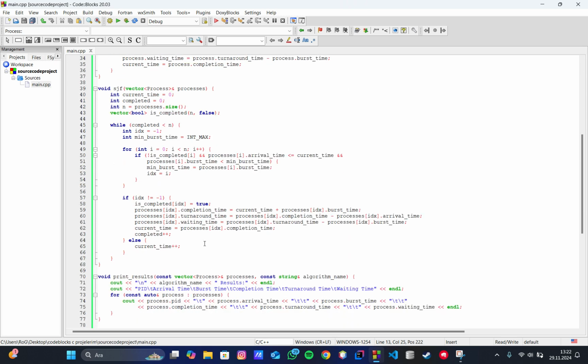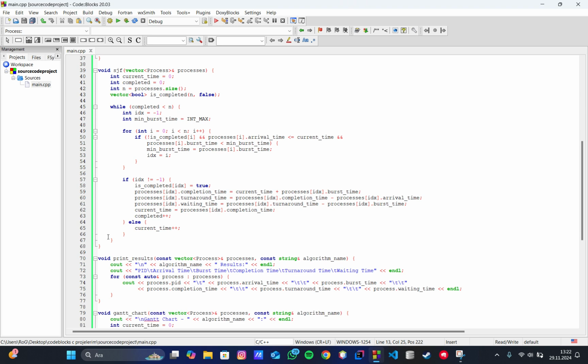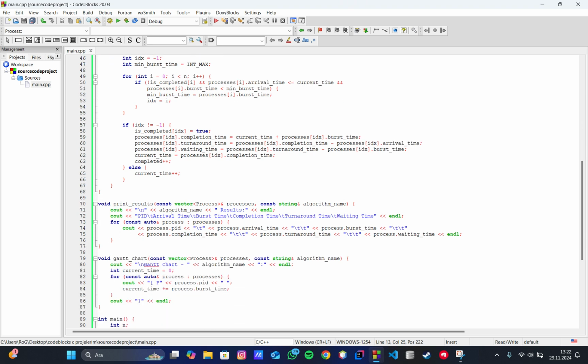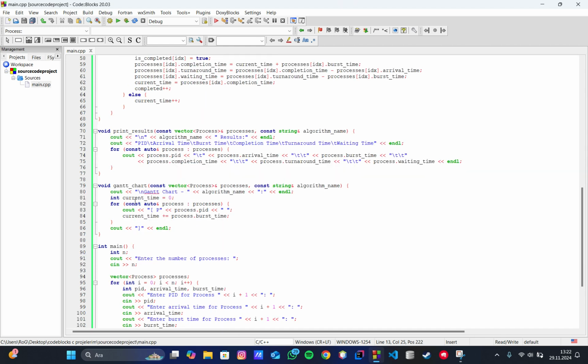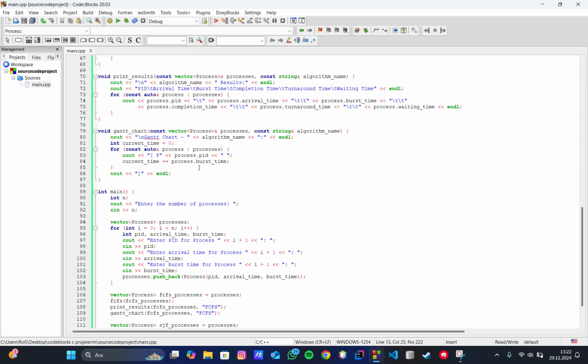And after that, there are the calculations. And after that, there is a function to print the results for the outputs. With that function, the project is going to print the outputs. And there's a Gantt chart. The Gantt chart is printed textually by displaying the process ID of each process in the order they are executed. And there is a main function.